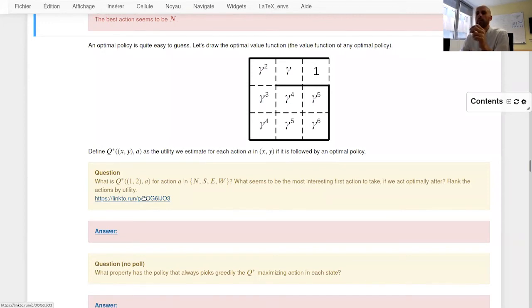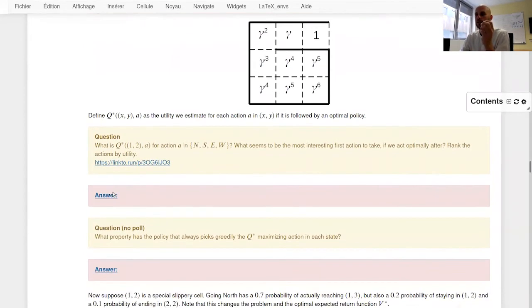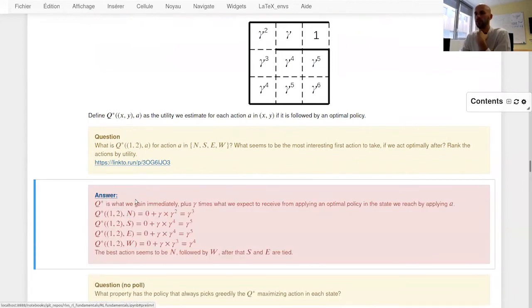To gain a little time, I will not give you so much time to answer that question. I will just jump into the answer right now. So Q star is actually what we gain immediately plus gamma times what we expect to receive from applying an optimal policy in the state that we will reach.